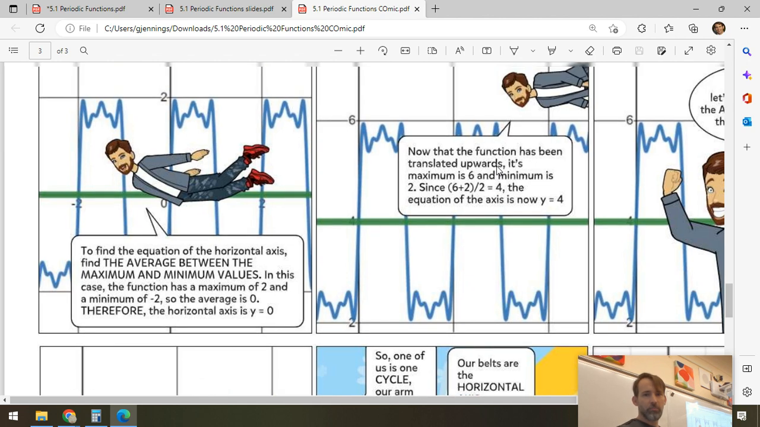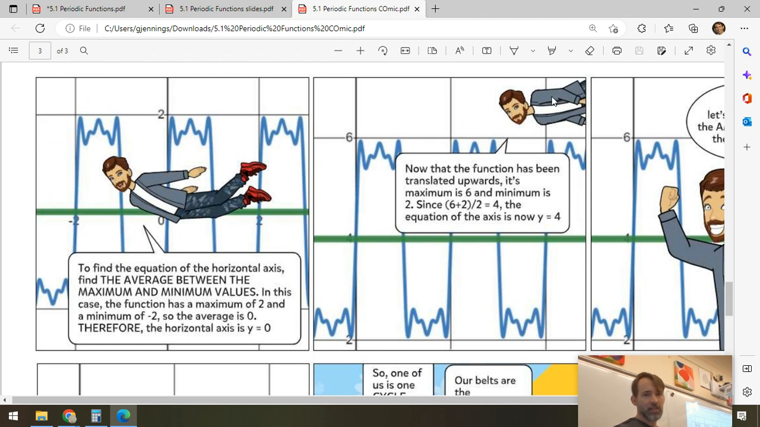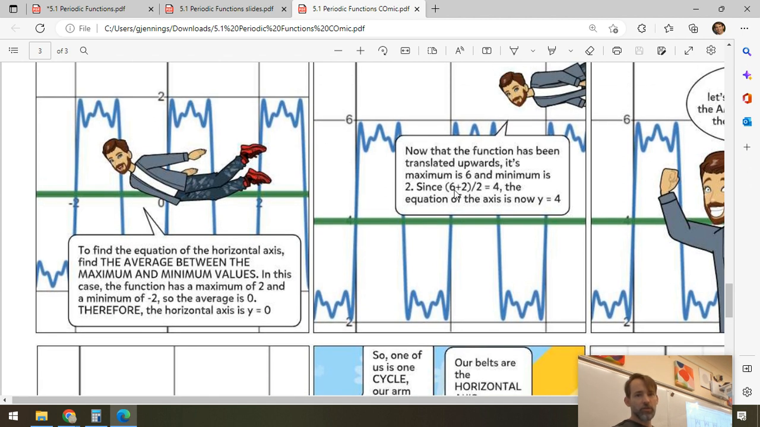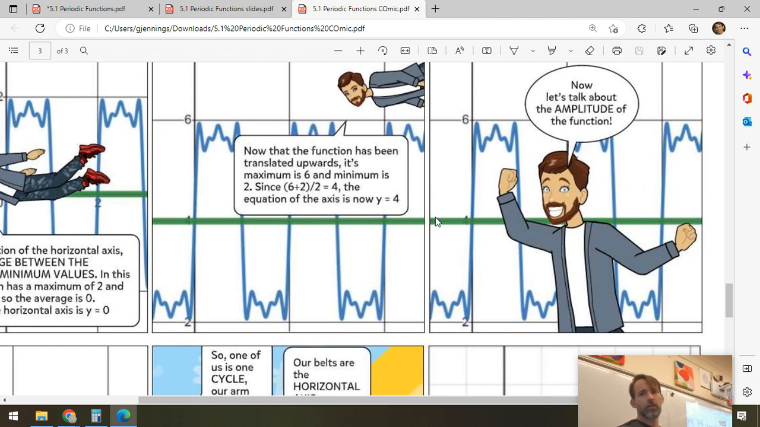Then, notice that both I and the function have been translated upwards. Now the maximum is up there at 6, the minimum is down there at 2, and the average of those, 6 plus 2 divided by 2, is 4. So the equation of the axis now is y equals 4. All right, so that's kind of just the midline, that line that runs through the middle of your function.